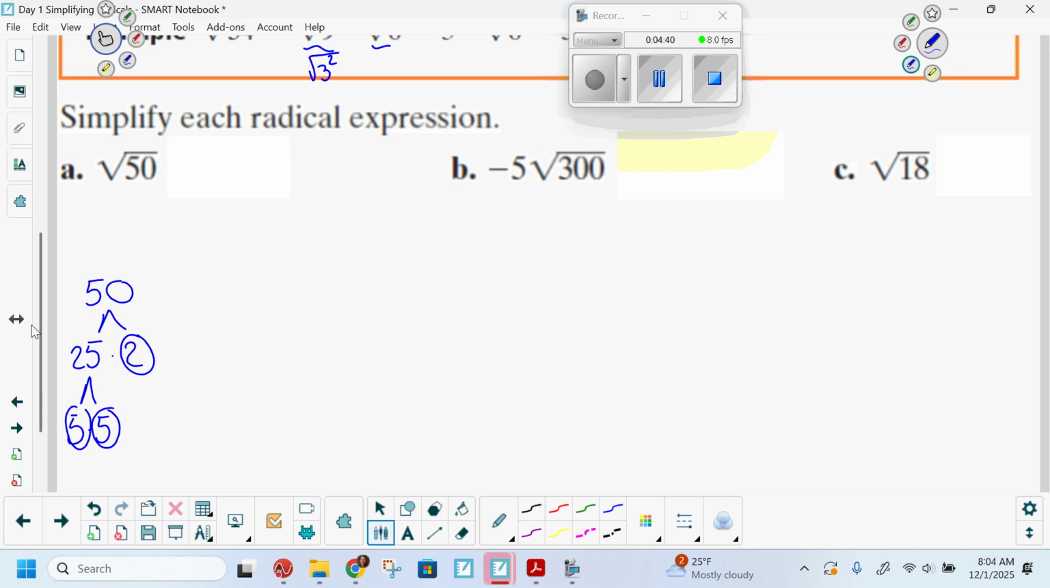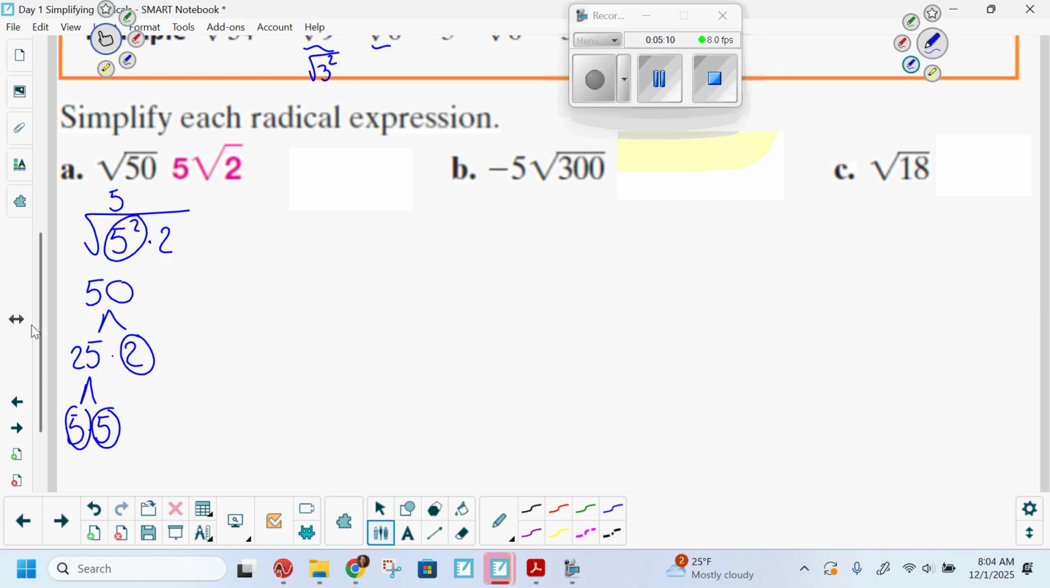So radical 50 is the same as 5 squared times 2. Only perfect squares can come out of the radical. So out comes this 5. To keep myself organized, I like to put the 5 up top just to remind myself that's what's coming out of the radical. So my final answer will be 5 radical 2. The 2 has to stay under the radical because it's not a perfect square.